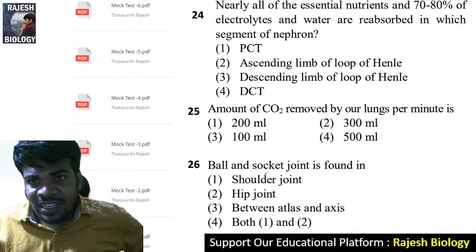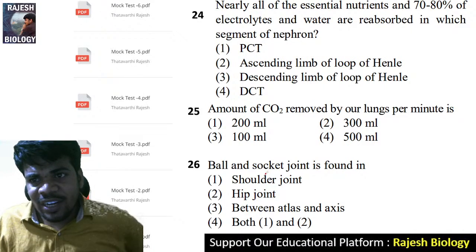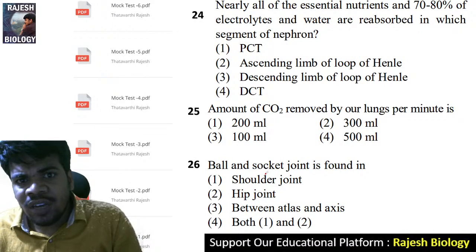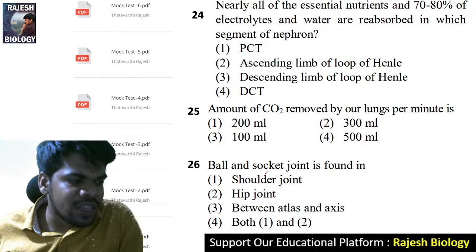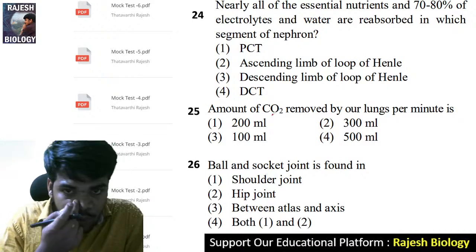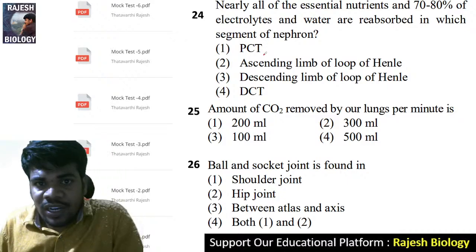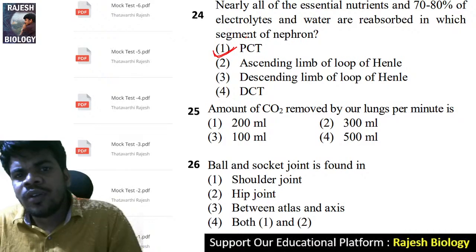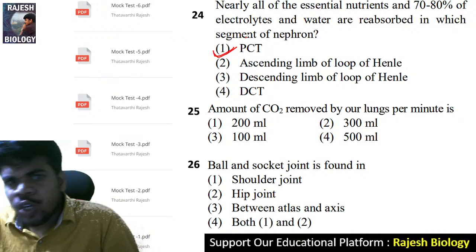Nearly all of the essential nutrients and 70-80% of electrolytes and water are reabsorbed in which segment of the nephron? It is a very easy question. Yes, Chandrika, right. Most of the reabsorption takes place in active and passive mode in the proximal convoluted tubule.